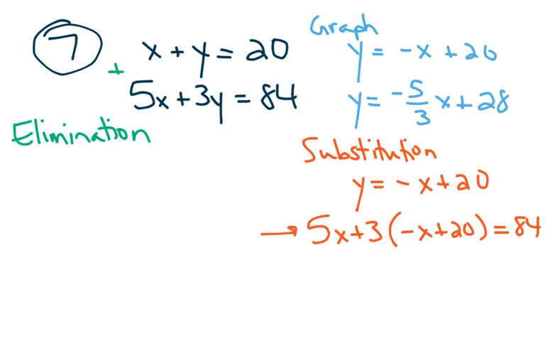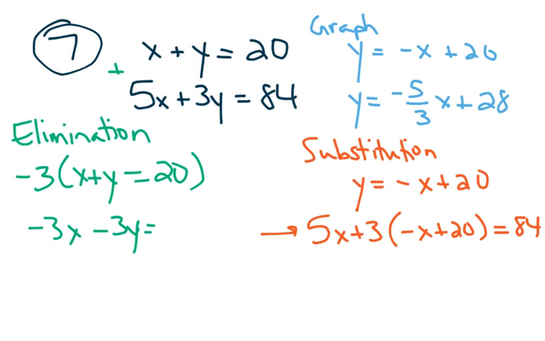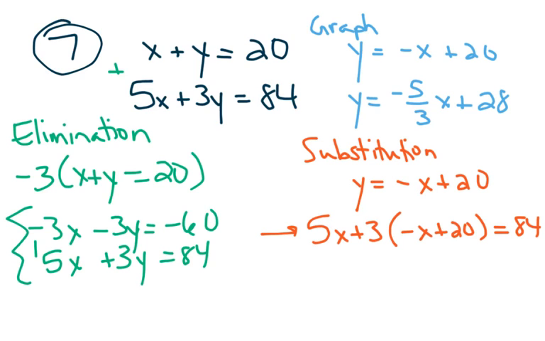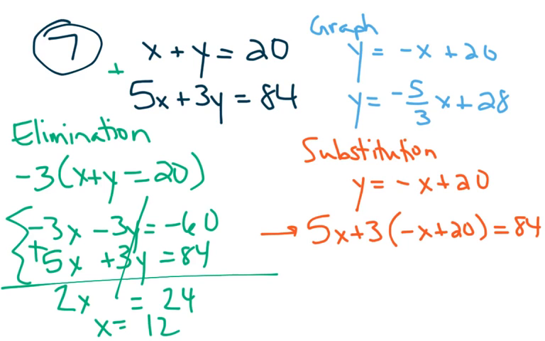So maybe I would multiply the first equation by negative 3. That's not the only way to do it. I could also multiply the first equation by negative 5. Either way, it doesn't matter which variable you make go away first. So I would get negative 3x minus 3y equals negative 60. And now I'm going to add that to 5x plus 3y equals 84. And you'll notice when I add them, the y's go away. And I find out that x is 12, and then I would plug 12 back into one of the original problems to find out that y was 8.